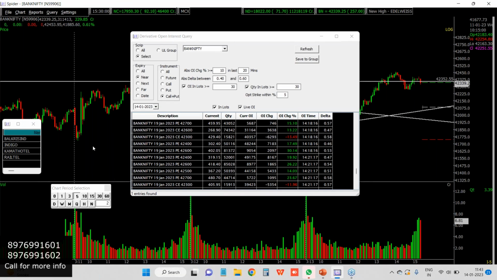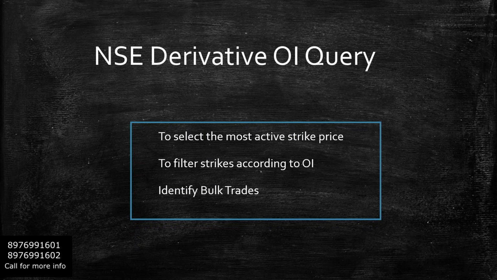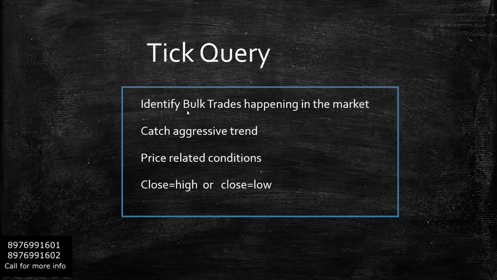And next, the last and the most important feature that we are going to cover today is tick query. Now, why do we use tick query? To identify bulk trades happening in the market. If you want to identify bulk trades happening in the market, the most important feature that we have is tick query. The condition that we'll be selecting for tick query would be a price related condition, as we always do. So the condition would be close equal to high or close equal to low.